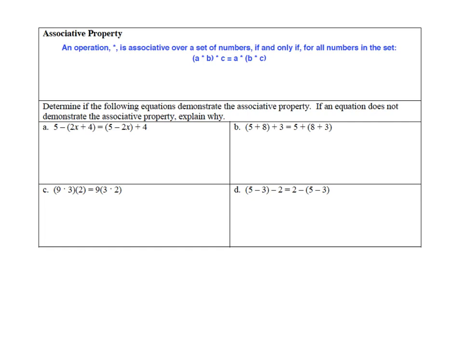So now I would like you to take a look at A, B, C, and D, decide whether or not they show the associative property. And if an equation does not demonstrate the associative property, I want you to explain why. Press pause on your video. When you're ready to check your answers, press play again.